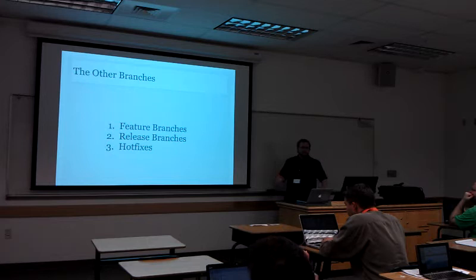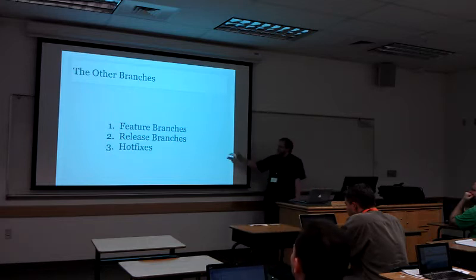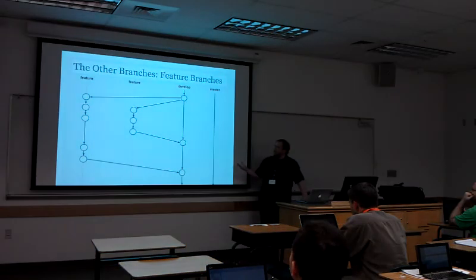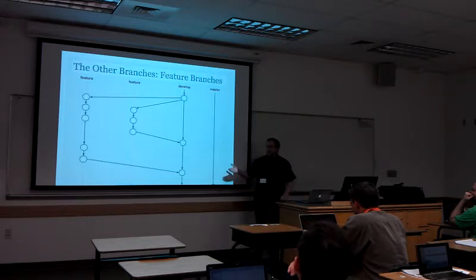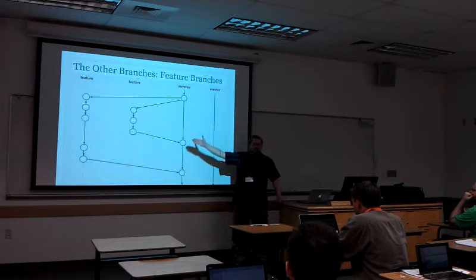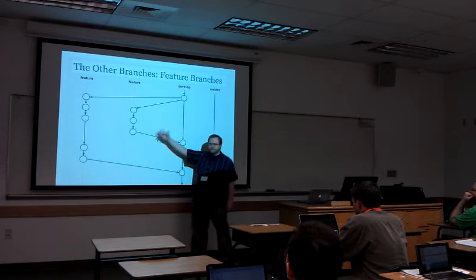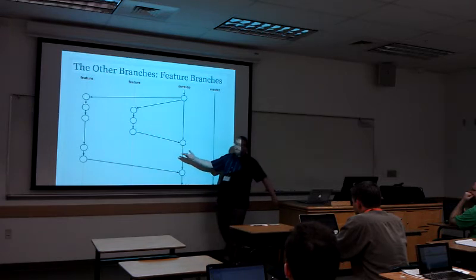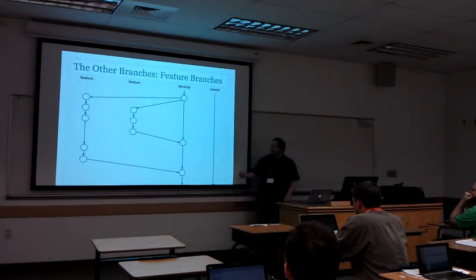We do have other branches to help with development. These are feature branches, release branches, and hotfixes. So as we're developing, we want to develop a feature. We basically take the code that's in the develop branch, and we start a new branch for that feature. We work on it, we make the local commits, we do whatever we need to, and then when we're done developing that particular feature, we merge it back into develop.